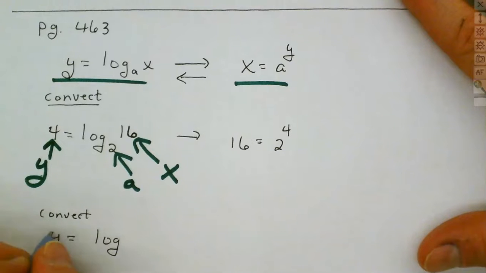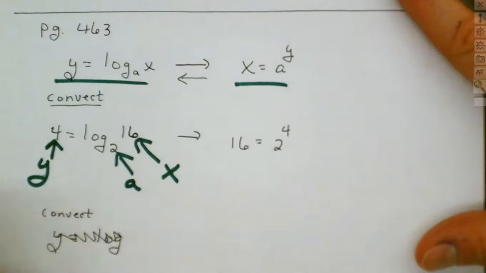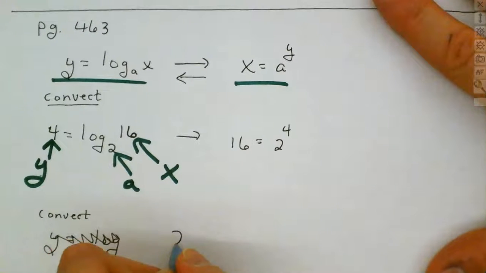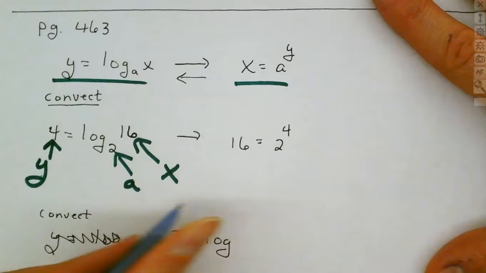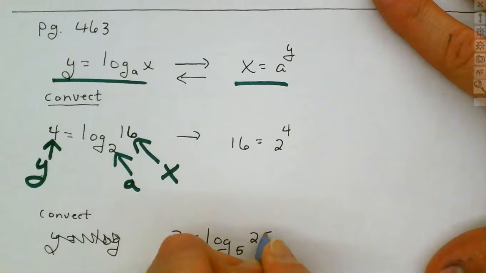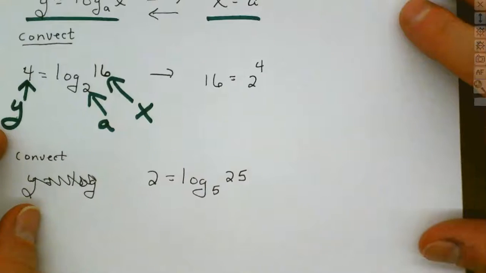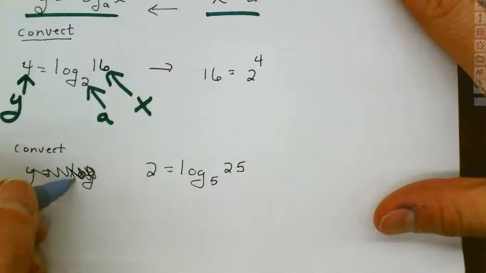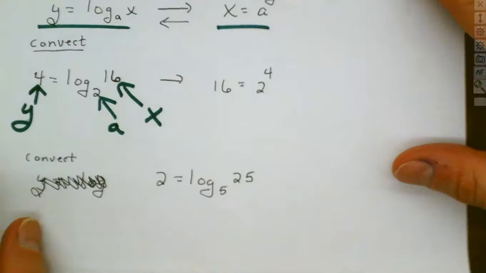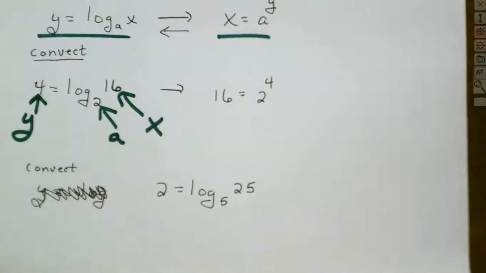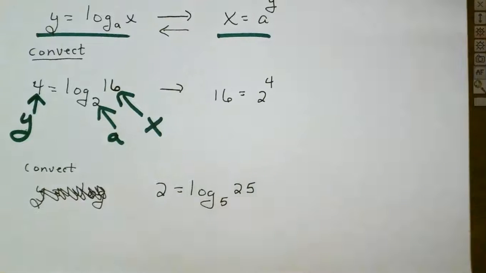Let me write one up here. How about we do 2 equals log base 5 of 25. How would this one convert? Convert this into an exponential. Okay, first thing we do is we go to our formula, we label our pieces.